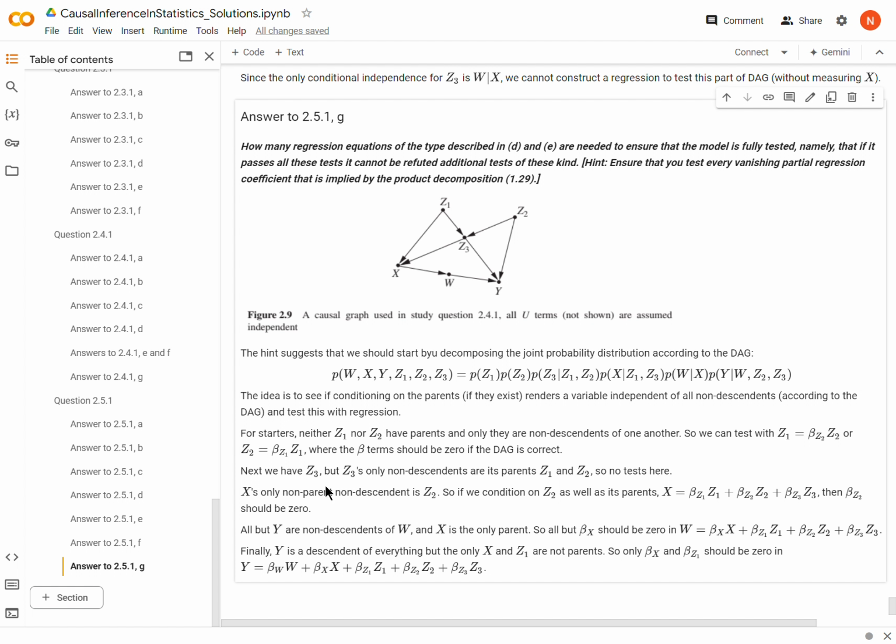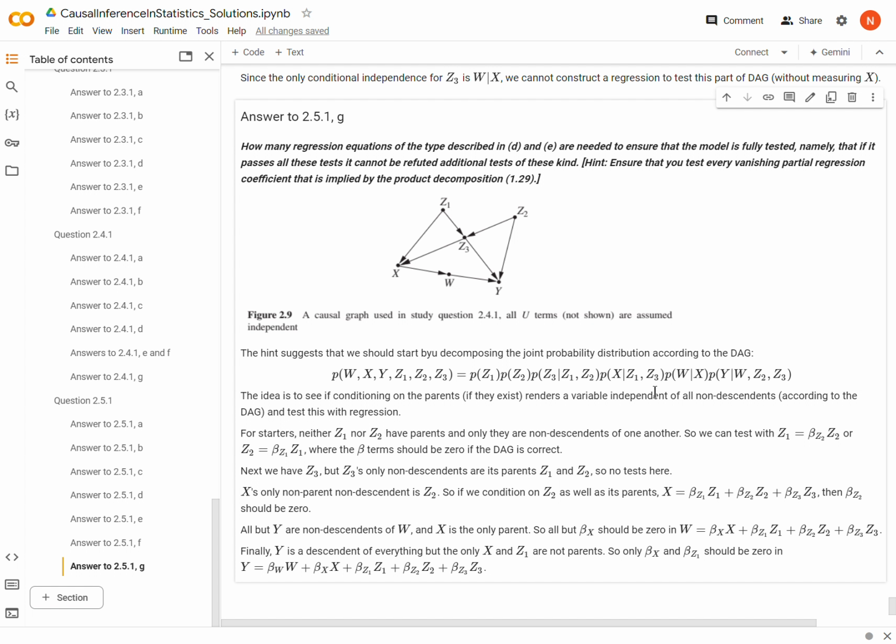Now we are on to X. The only variable that is neither a parent nor a descendant of X is up here, Z2. So if we condition X on its parents, Z1 and Z3, and also include a term for Z2, then the beta term, the coefficient for Z2, should be 0 if the DAG is correct.